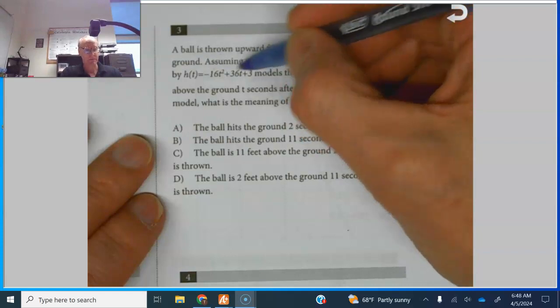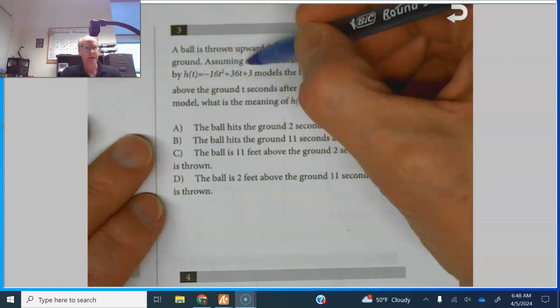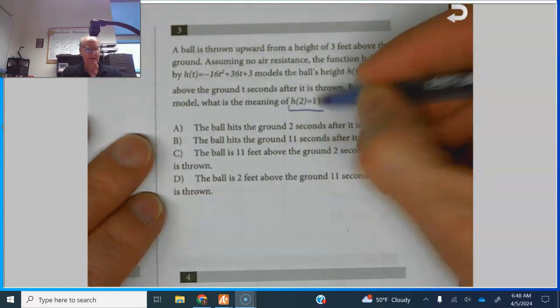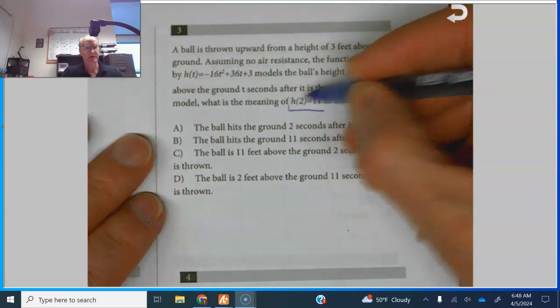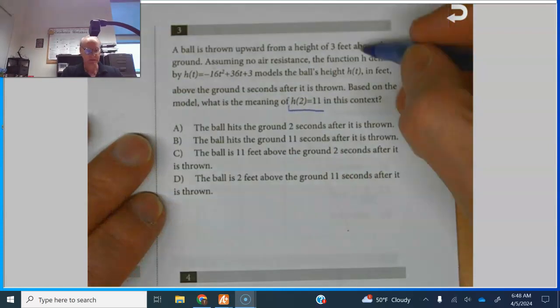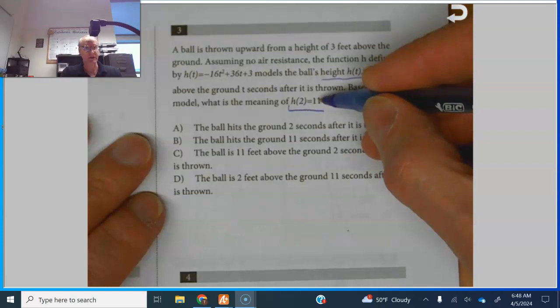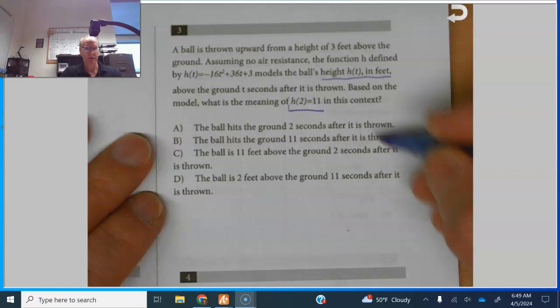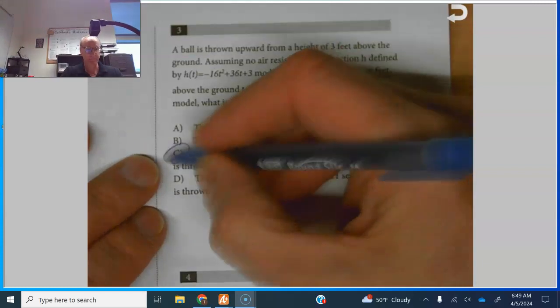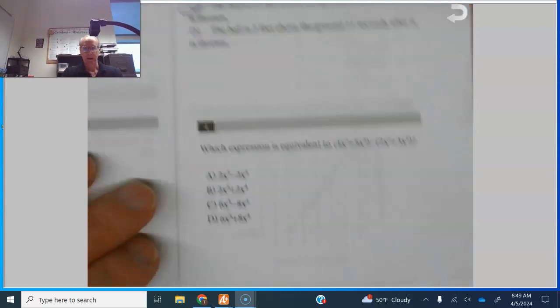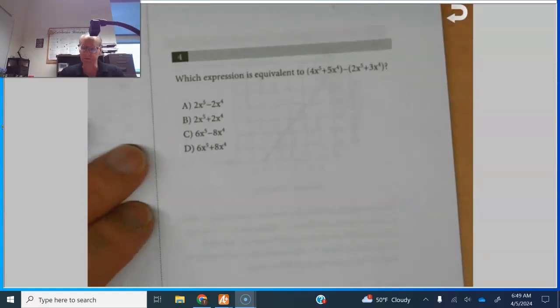This is the time that's passing, and it says, what is the meaning of this? Well, the h of 2, and it tells you what h of t means. It's the ball's height in feet. So the ball's height in feet is 11 feet after 2 seconds. So this is C. And I kind of over-explained that one, but there you go. And I forgot to check. I forgot to start my timer.